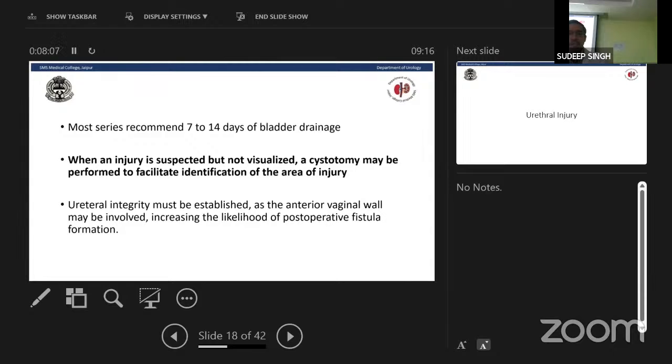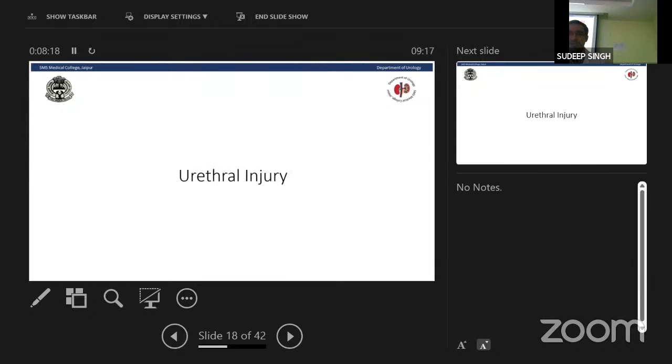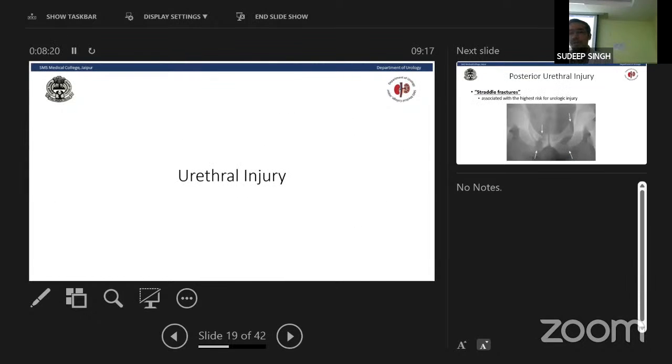And as said earlier, the ureteral integrity must be established. Especially in females, if it involves the anterior vaginal wall, there is a likelihood of post-operative fistula formation. Now coming to the urethral injuries.